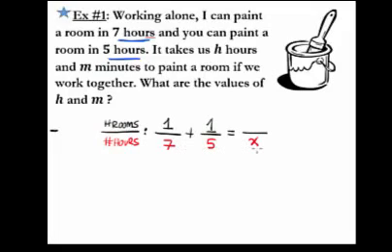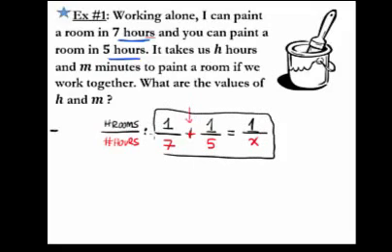How long would it take us if we work together? So here's where the together comes in, right? We're adding. We're saying if we work together, how long would it take us to paint one room? Okay, so now we have this thing, which is a rational equation.